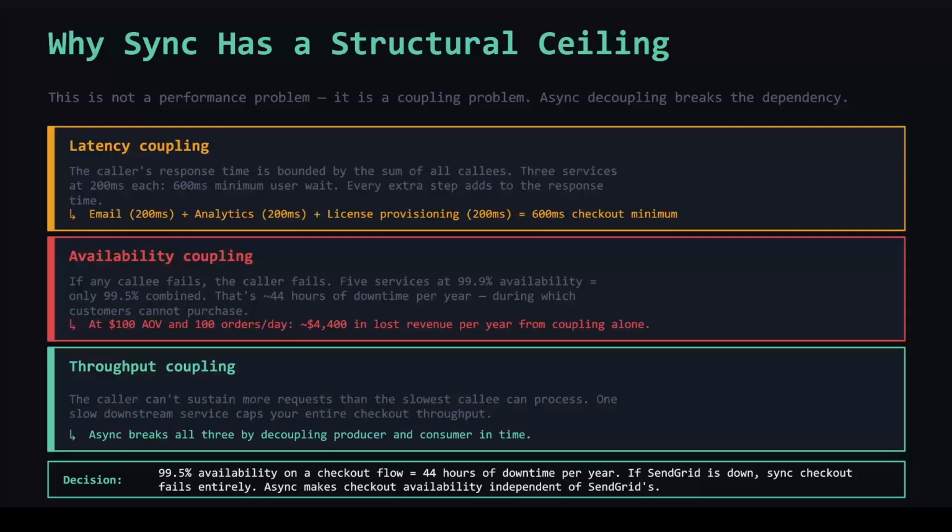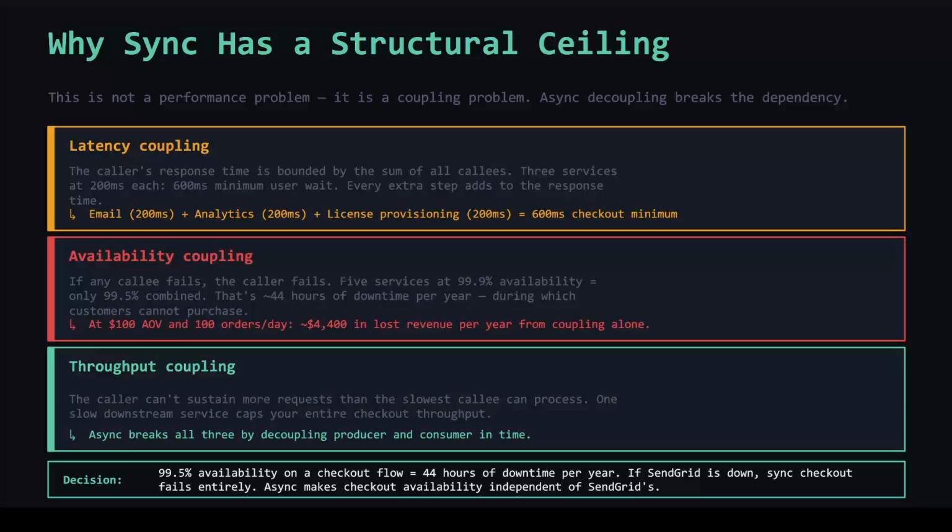At $100 average order value and 100 orders per day, that's approximately $4,400 in lost revenue per year from availability coupling alone, before accounting for customer trust damage. Throughput coupling, the caller can't sustain more requests than the slowest callee can process. Async addresses all 3 by decoupling producer and consumer in time.